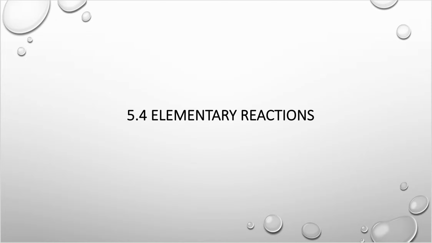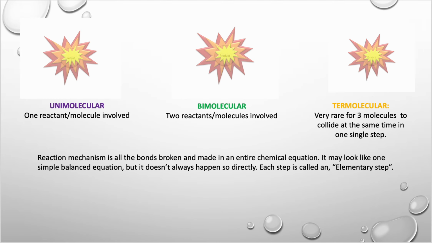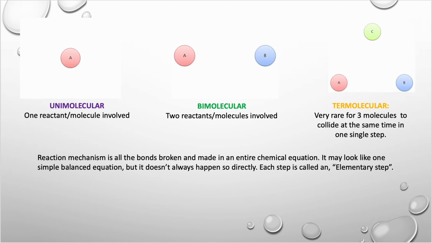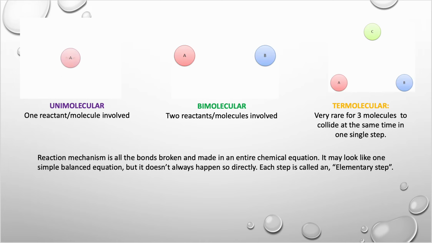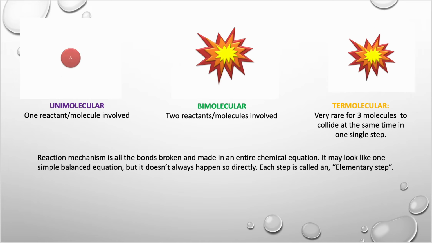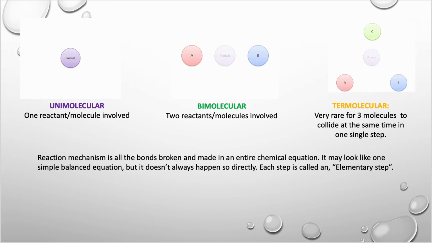This is the fourth part of Unit 5, and we're going to be learning about elementary reactions. So, we are used to dealing with balanced chemical equations, and a normal balanced chemical equation tells us about the reactants involved and the products that we're going to be yielding.